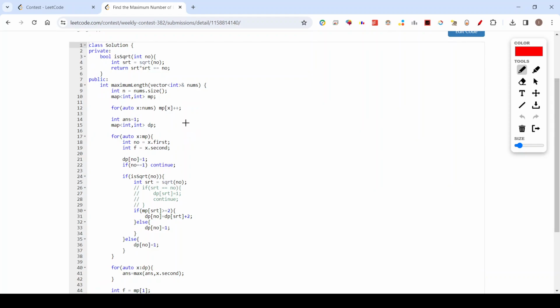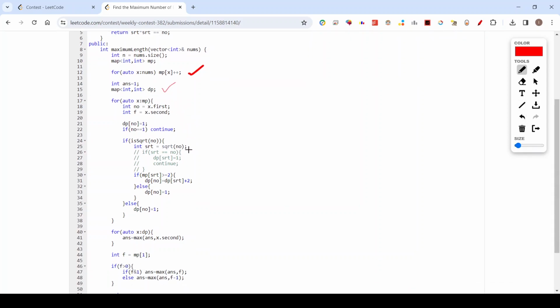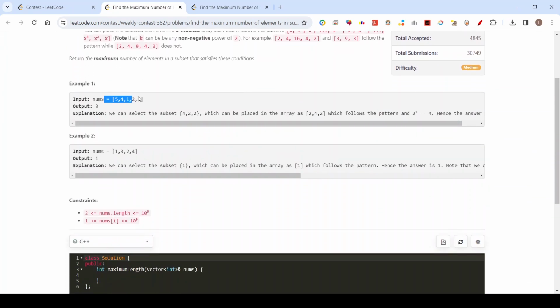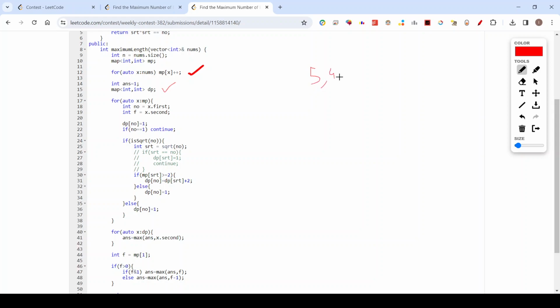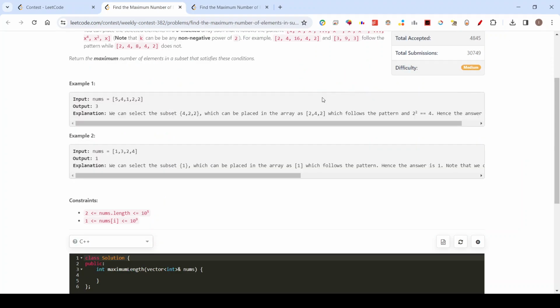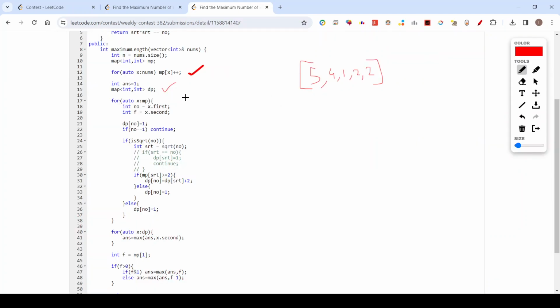Here, what I did was, first, in the map I took all the elements' frequencies and stored them. Then I also initialized a DP map. Let me also take an example side by side, it will be much clearer. If the array is 5 4 1 2 2, what I did was first maintain a map saying that all these elements have these frequencies.